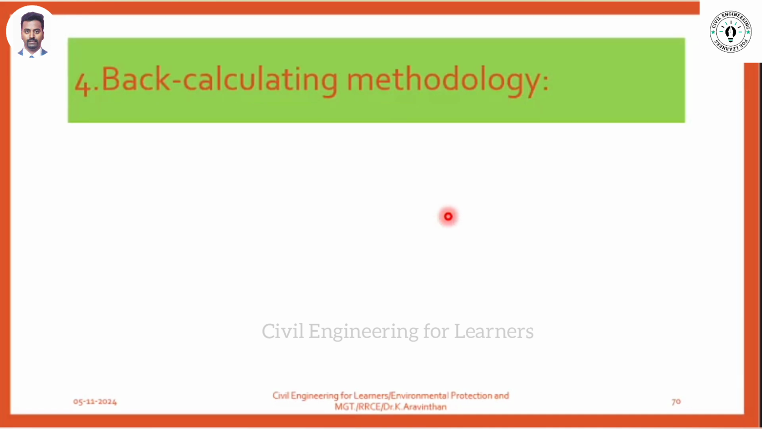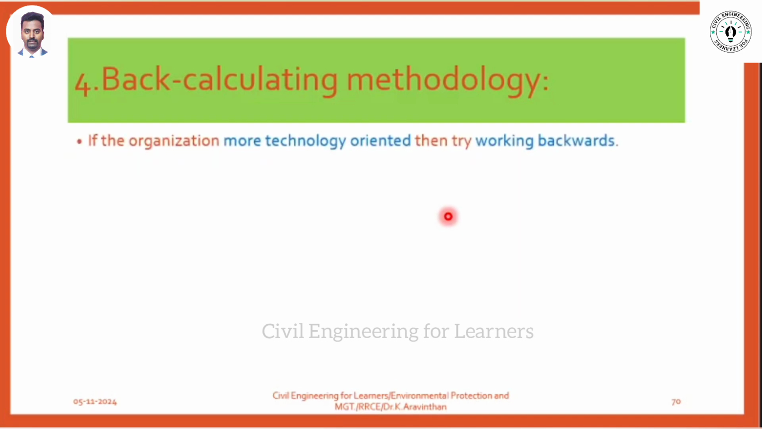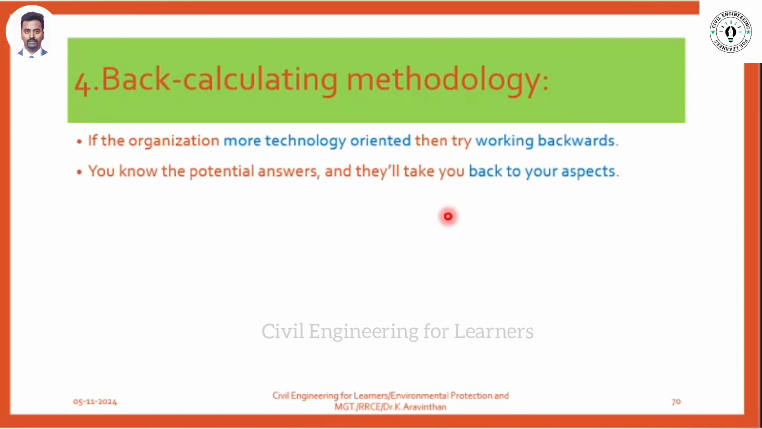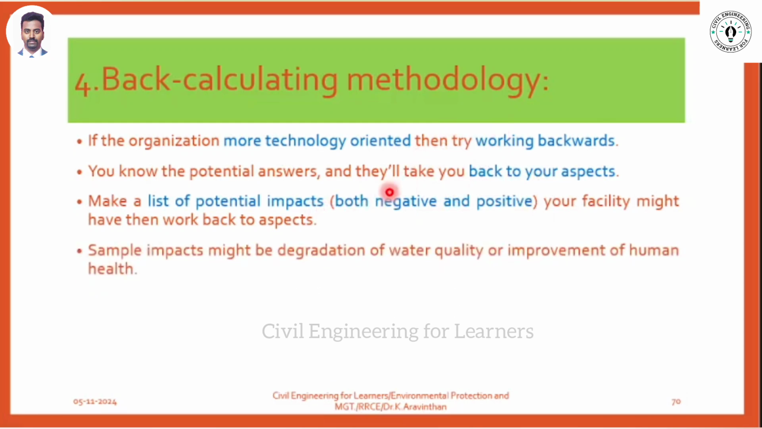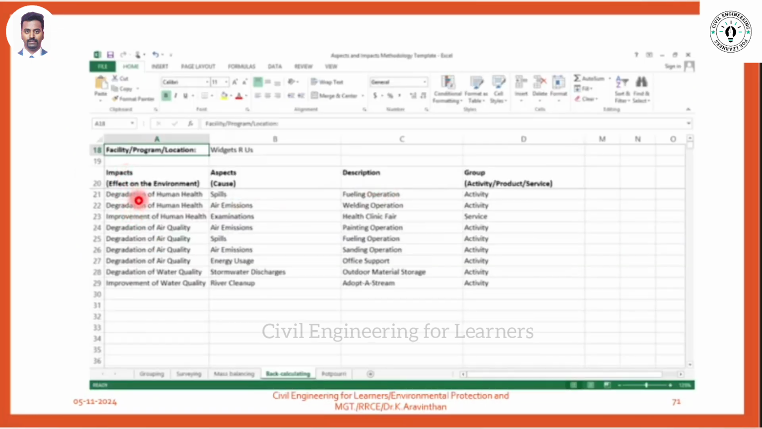Now the next method is the back calculation methodology. Certain industries need back calculation. What do you mean by back calculation? For a purely technology-oriented industry, this back calculation methodology is used. This is going backwards. So list the potential impacts, both negative and positive, first, then aspect, then you will be having the rest of the things. Can you see this? The first column now becomes impact, the next column is aspect, and the third column is description or group. It might be activity, product or service. So this technique is called back calculation methodology.